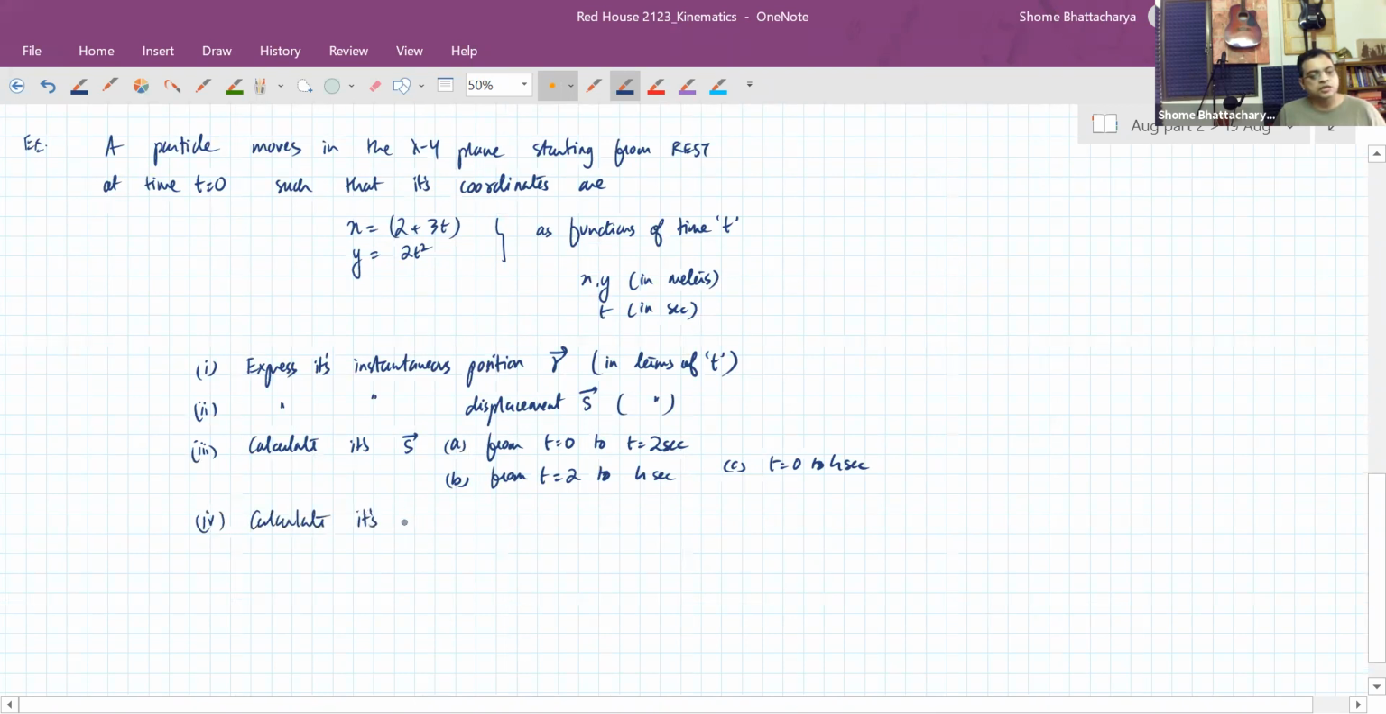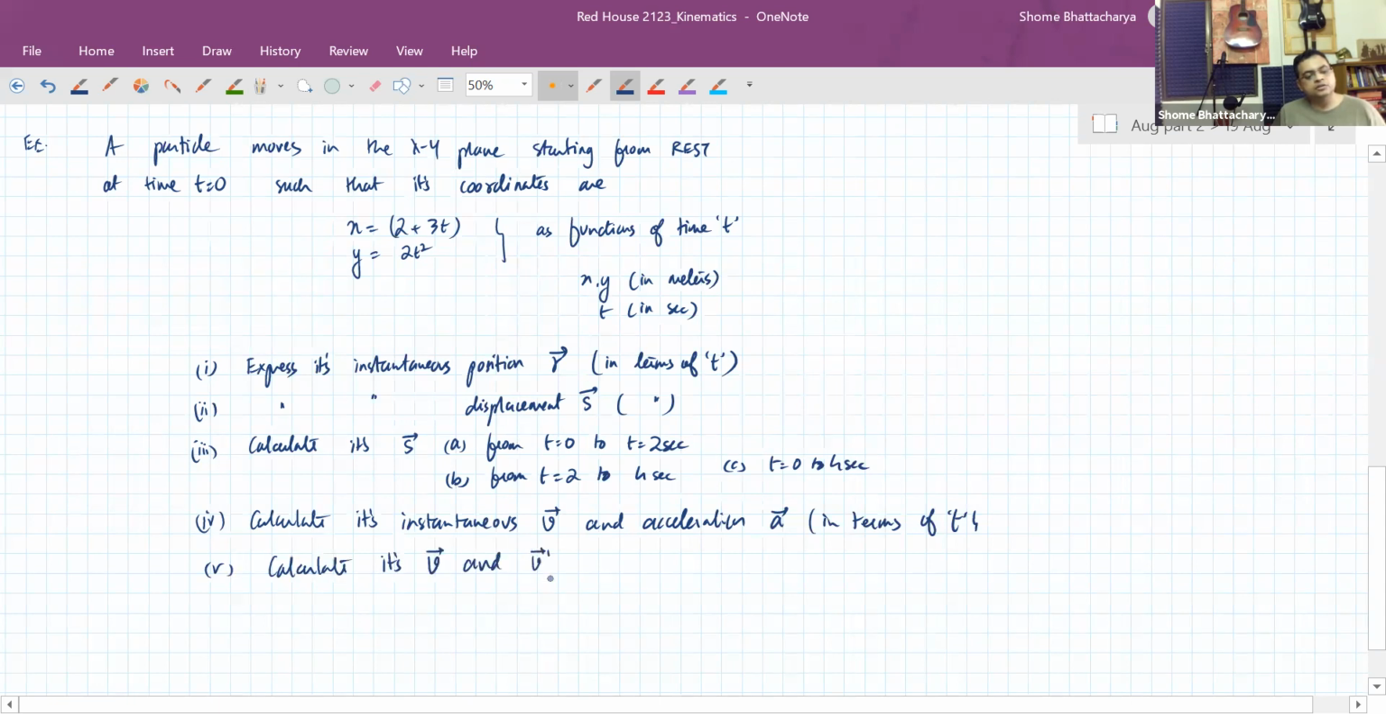The next thing we'll do is we'll also calculate its instantaneous velocity v and acceleration a in terms of t. And finally, calculate its velocity and the magnitude of its velocity at the instant t equal to 2 seconds.